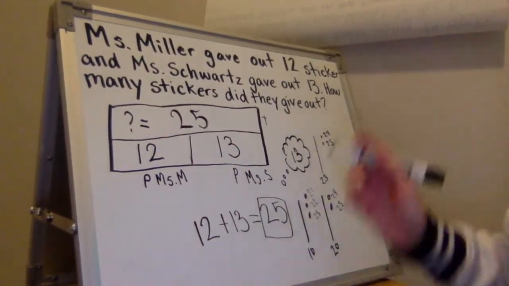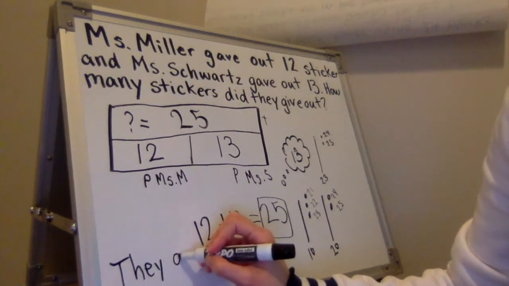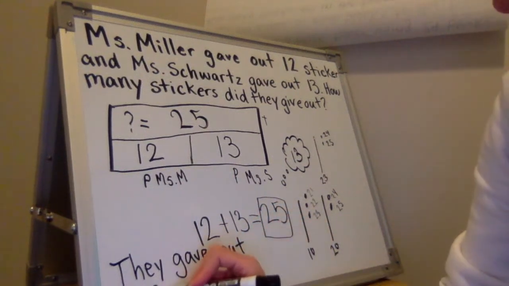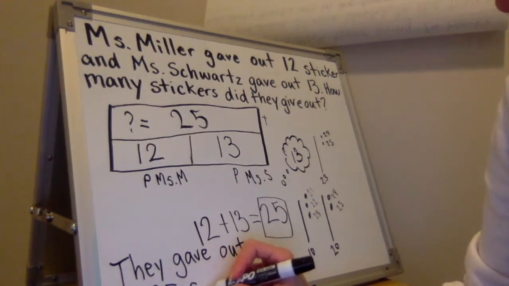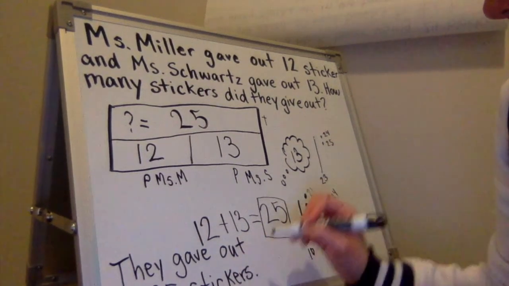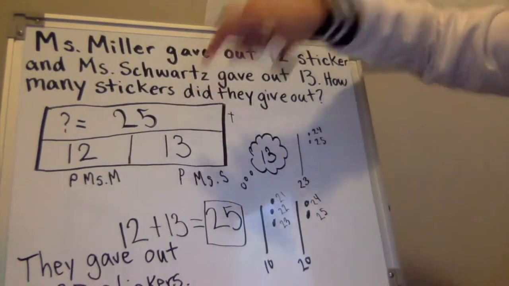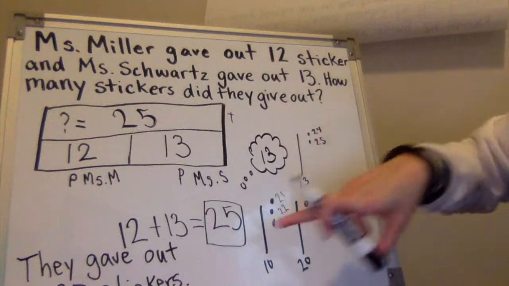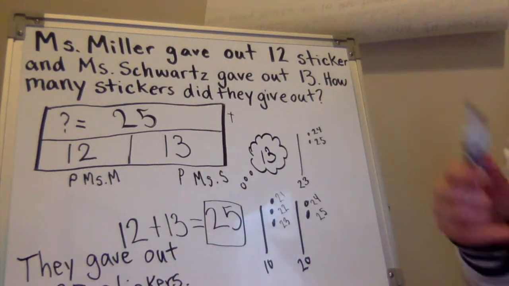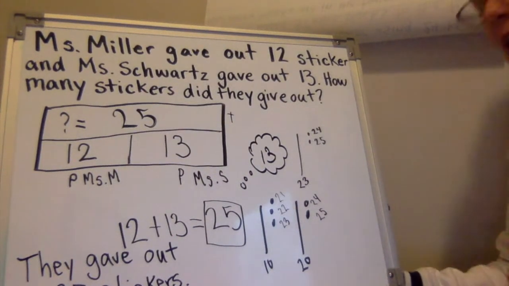Now let me go ahead and write my answer sentence. They gave out 25 stickers. Bam. I have my tape diagram, representation, number sentence, and my answer sentence. If you got all of that, say, oh yeah, I got it.